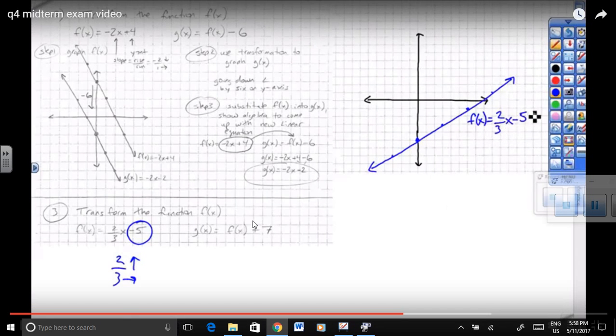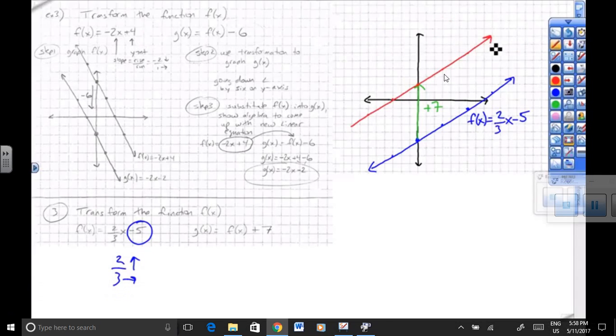My transformation equation, this g of x, shows me I'm taking that line and moving it up 7 boxes on the y-axis. So whatever that number is tells me how much to move it up, or if it's negative, how much to move it down. That is the new y-intercept. Same exact slope of over 3 up 2. That is the g of x line.